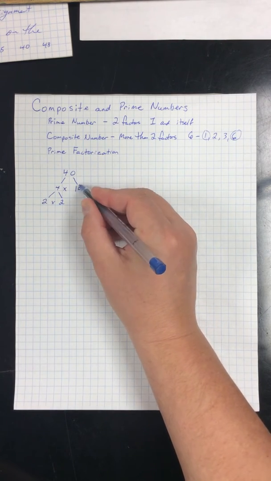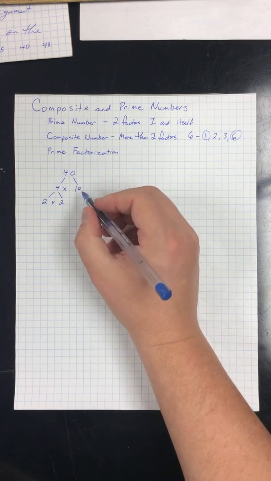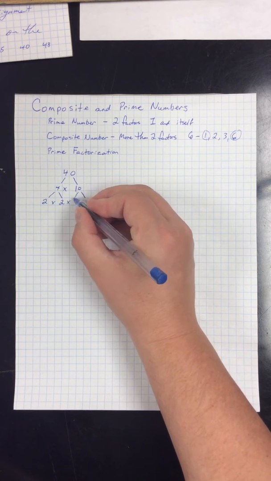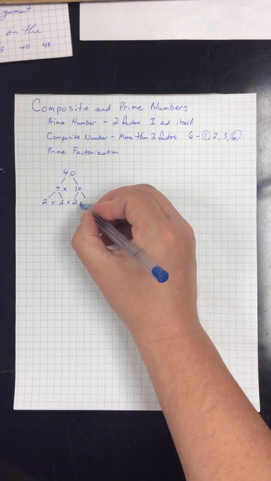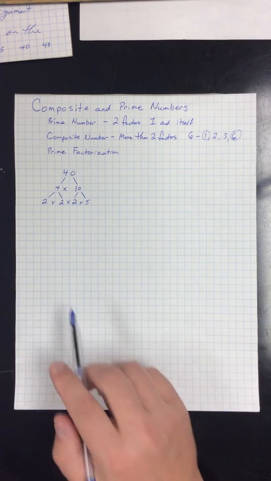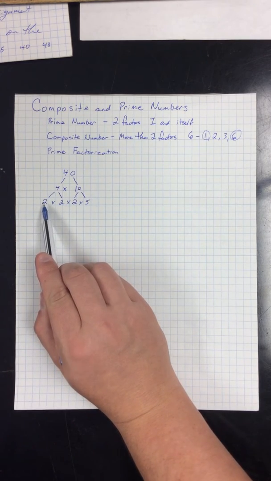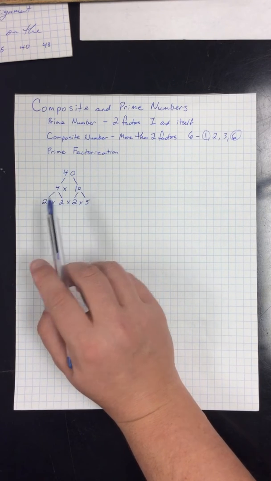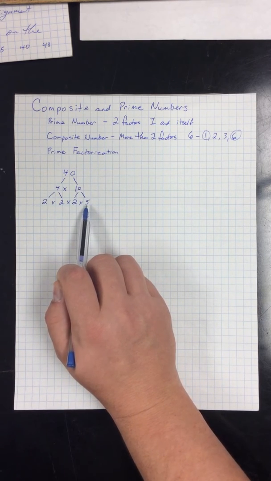Then I can look at 10. I'm pretty sure 10 is composite as well. So I can break 10 down into two numbers. And in this case it would be 2 times 5. I look at these numbers. 2 is a prime number because it only divides by 1 and itself. 5 is a prime number because it only divides by 1 and itself.